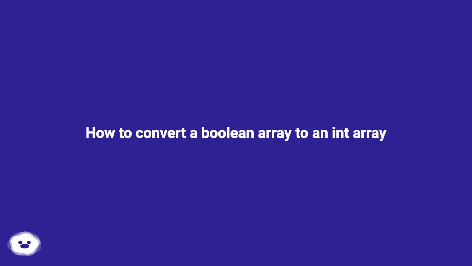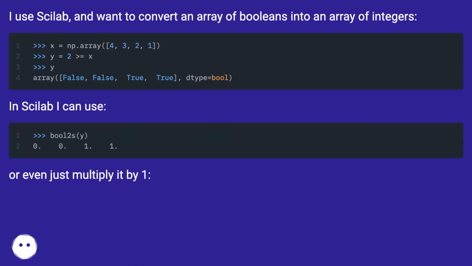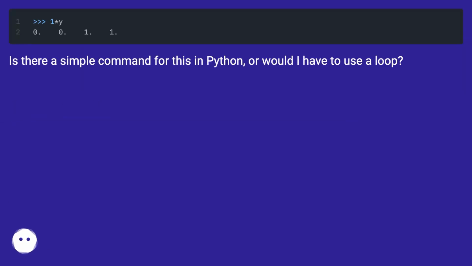How to convert a Boolean array to an int array. I use Scilab, and want to convert an array of Booleans into an array of integers. In Scilab I can use, or even just multiply it by 1. Is there a simple command for this in Python, or would I have to use a loop?